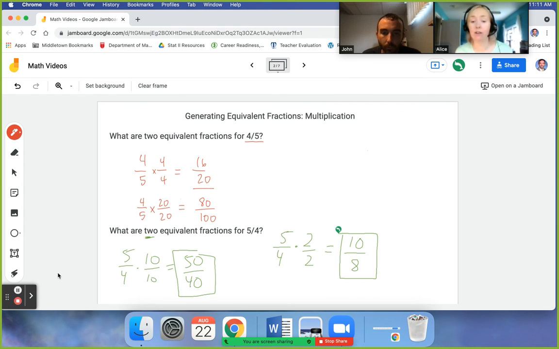John, I was raised to say reduce, so I'm glad you mentioned that that's a term that is kind of being phased out. So now I would say, okay, these are equivalent fractions to 5 over 4.